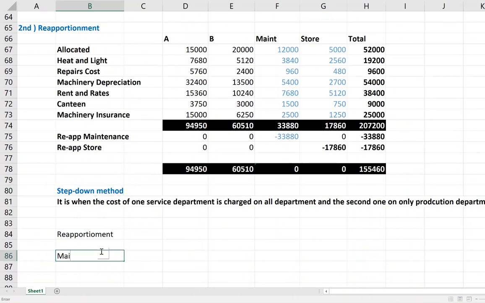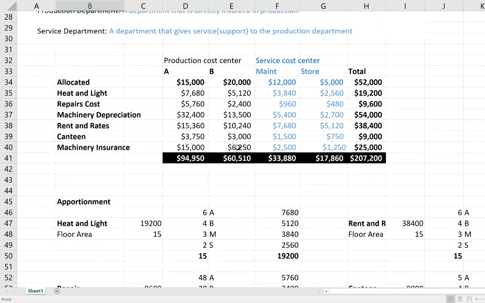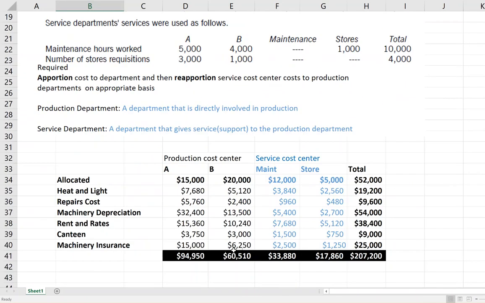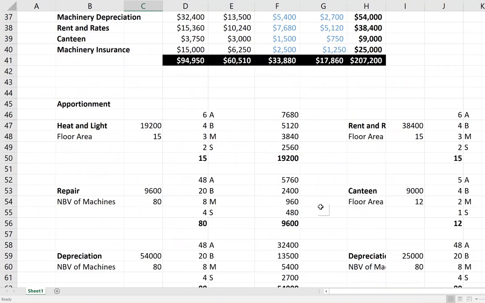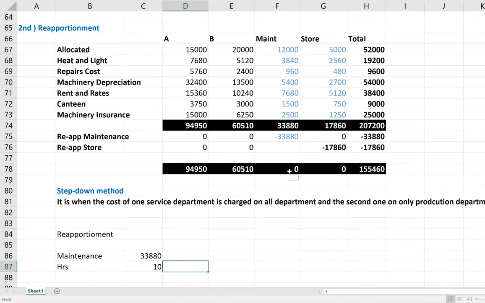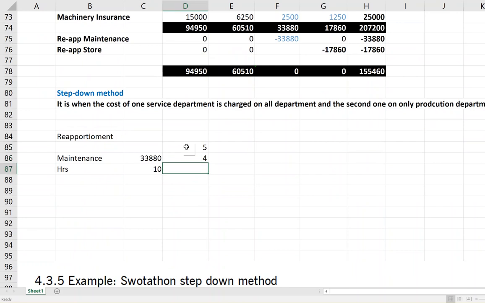So here we are starting with maintenance because maintenance gives service to all departments, and the way we are going to divide it is based on maintenance hours. So I will just write hours. Total cost of maintenance department is 33,880, and total hours worked is 10,000. So I'm going to remove zeros, write 10. We have 5,000 hours here, 4,000 here, and then 1,000 here. Double checking, total is 10. We have A, B, and S.